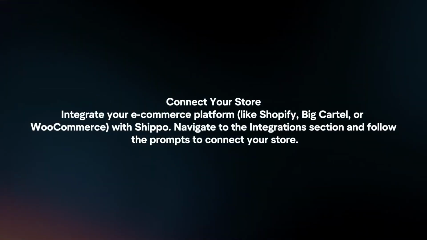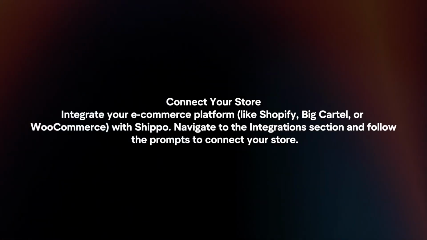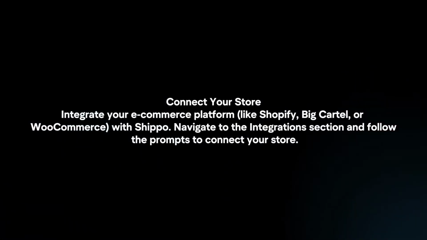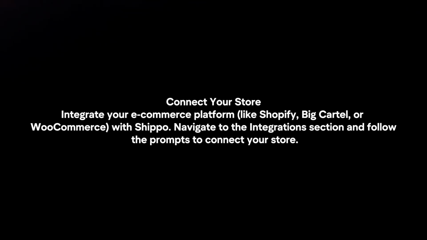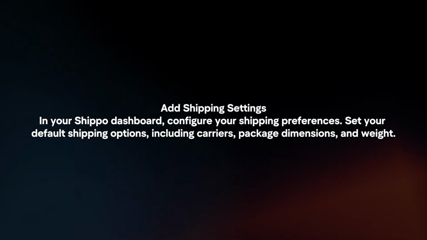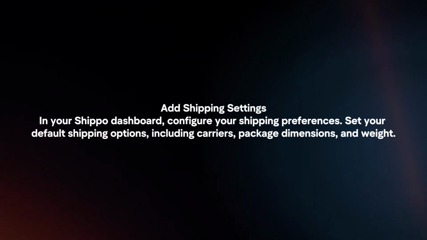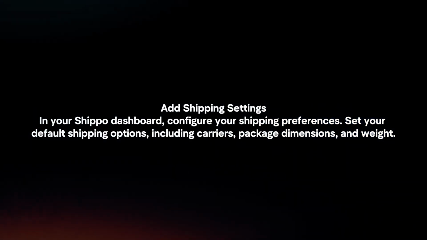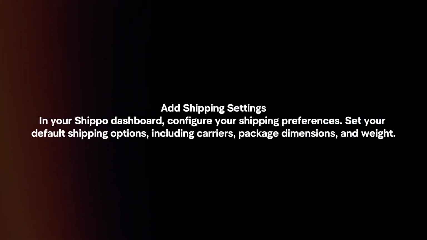Connect your store. Integrate your e-commerce platform with Shippo. Navigate to the integration section and follow the prompts to connect your store. Add shipping settings. In your Shippo dashboard, configure your shipping preferences. Set your default shipping options, including carriers, package dimensions, and weight.